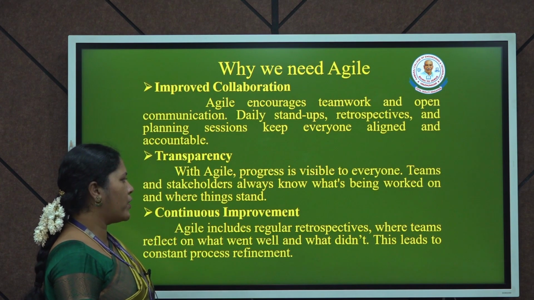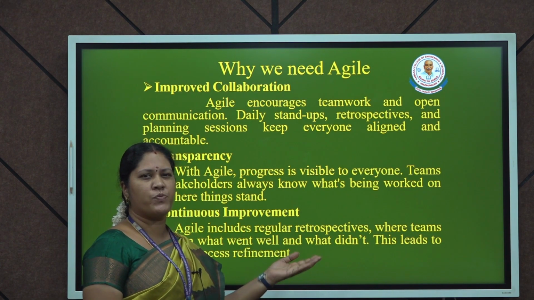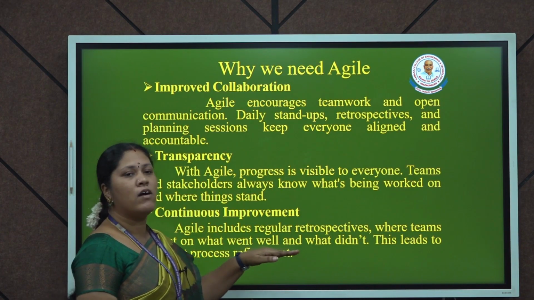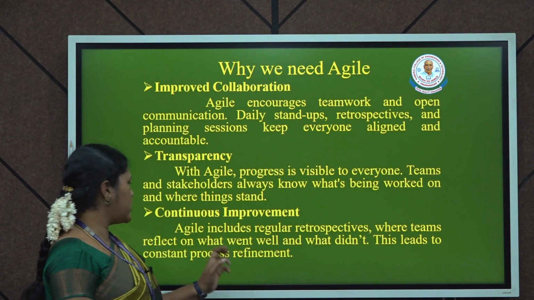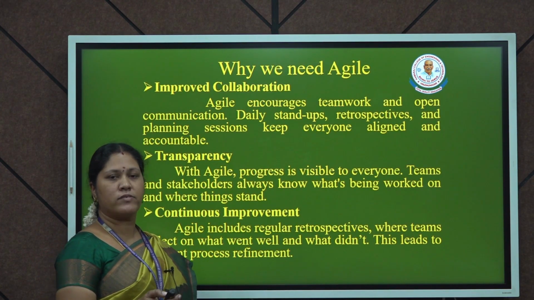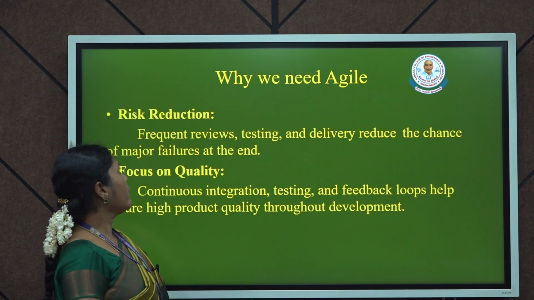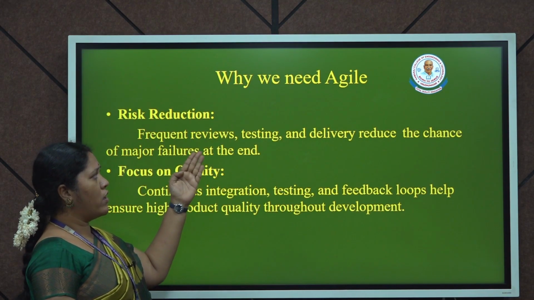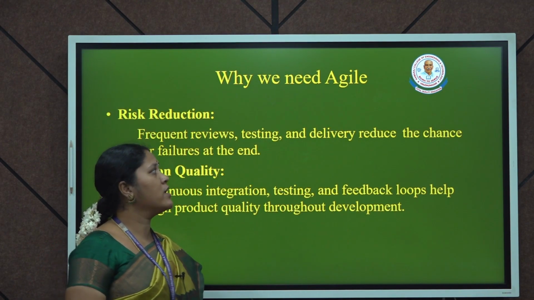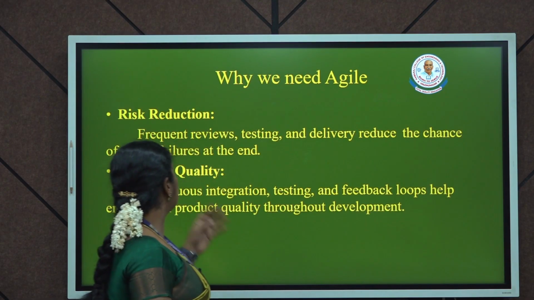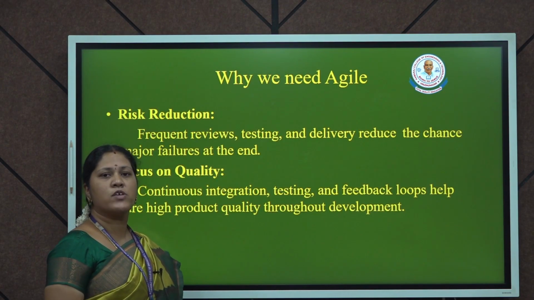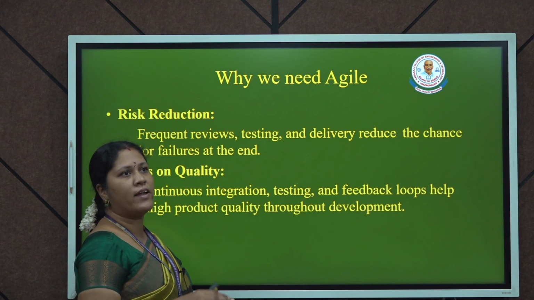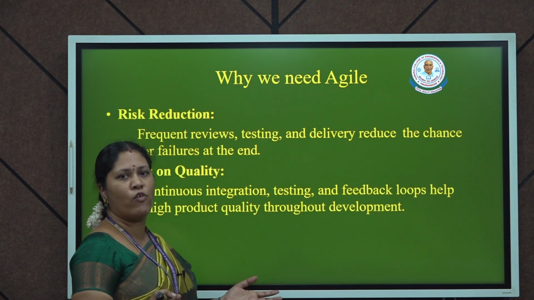So continuous improvement. According to the regular retrospectives, we see the past, and according to that the teams will perform well in the current situation. So this leads to constant process refinement. Then risk reduction. Here we will conduct frequent reviews, testing and delivery. It reduces the chance of major failures at the end. Failures will be detected in the early stages and tackled, and there will be no major failures at the end of the project.